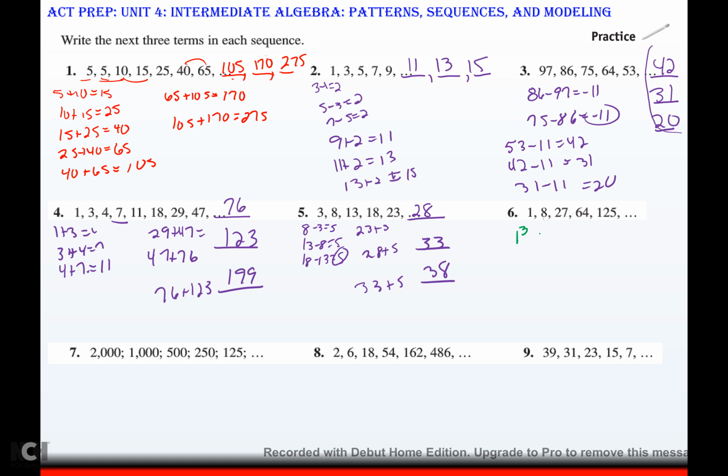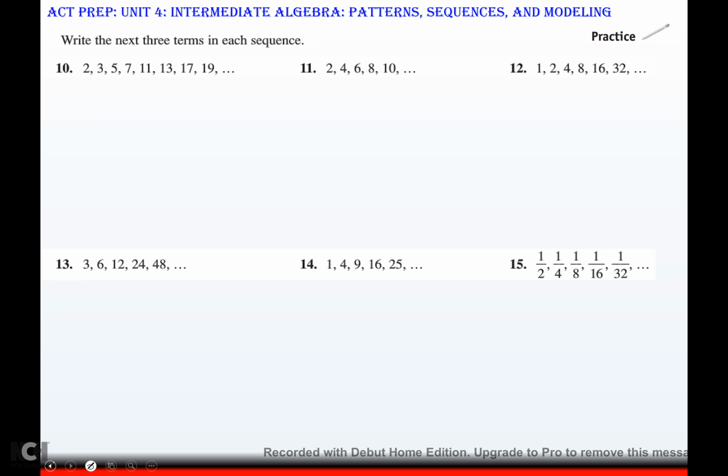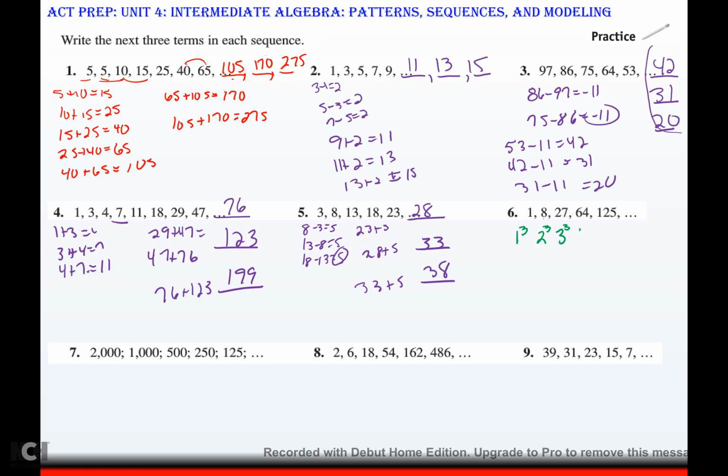1 cubed is 1, check. 2 cubed is 8, check. 3 cubed is 27, check. 4 cubed is 64, so they're just cubing. 5 cubed is 125. So to get my next 3, I'm going to do 6 cubed, which is 216, then 7 cubed, which is 343, and 8 cubed would be 512.